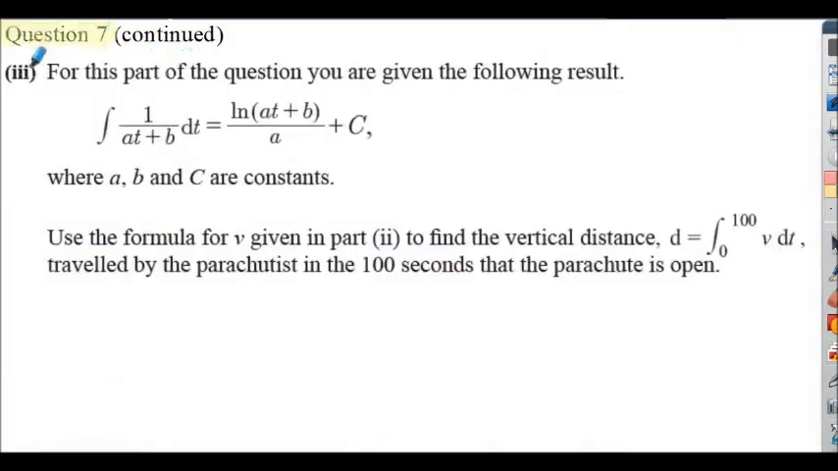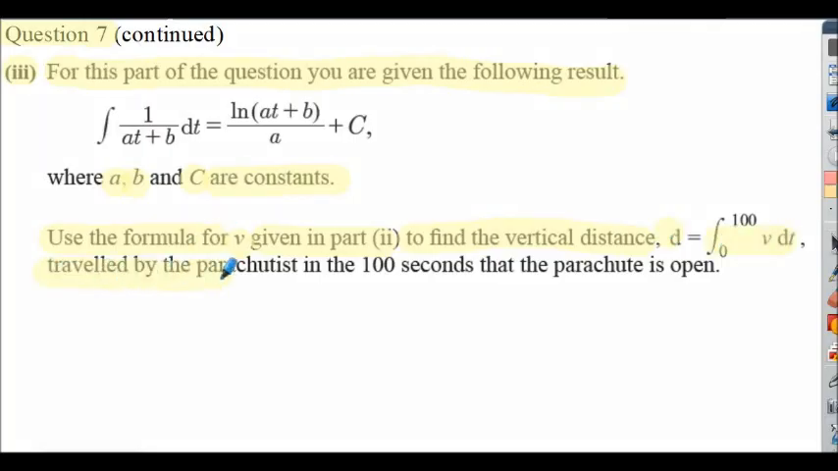And question 7 part 3. For this part of the question, we're given the following result, where lowercase a, lowercase b, uppercase C are constants. So we've got to use the formula for v, given in part 2, to find the vertical distance, lowercase d, calculated from this integral here, travelled by the parachutist in the 100 seconds that the parachute is open. So essentially this is an integration problem.